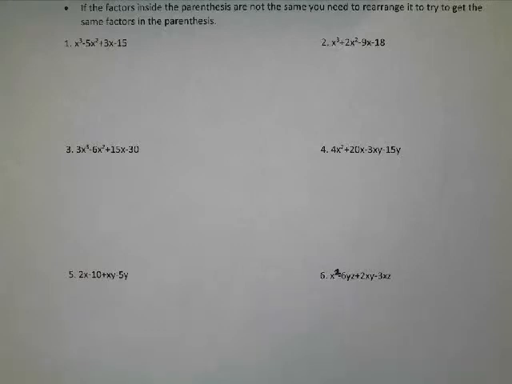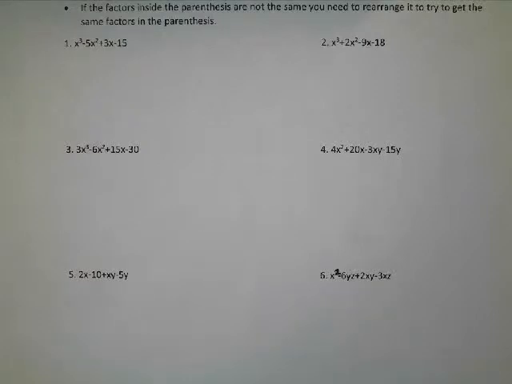In this video, we're going to talk about how to factor by grouping. So you'll see in your notes that the first thing you have to do is create groups. You usually do that by grouping the first two terms together and the last two. And then you factor out the greatest common factor from each of the two groups.